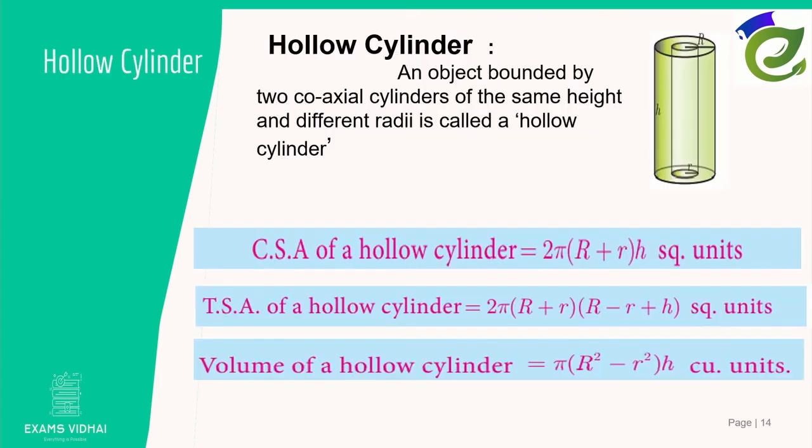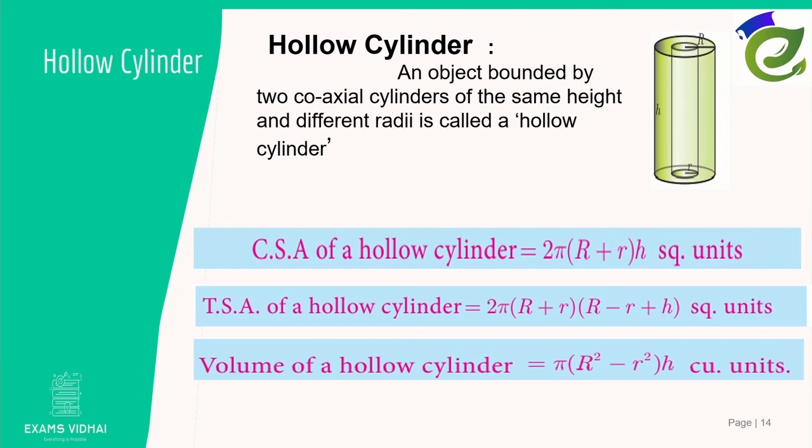Here's special case number 1: hollow cylinder. An object bounded by two coaxial cylinders of the same height and different radii is called a hollow cylinder. You can easily derive these results from the figure, or you can remember them. CSA of a hollow cylinder is 2 pi into (capital R plus small r) into h.